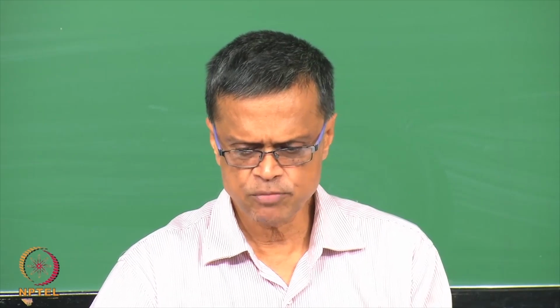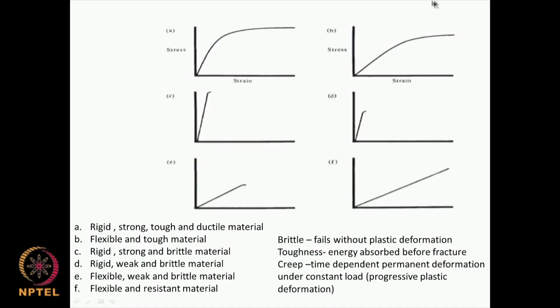So, the different types of materials are possible and this is what this picture tells us. Look at this, it is a rigid, strong, tough and ductile material, because we have a good elastic region and a plastic region is also there. If you look here, we have a flexible and ductile region because the increase in the elastic region is not as good as this.